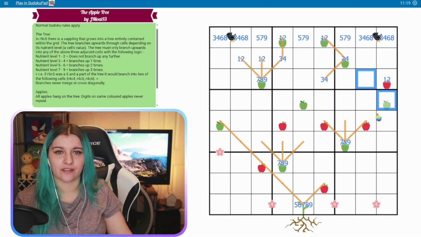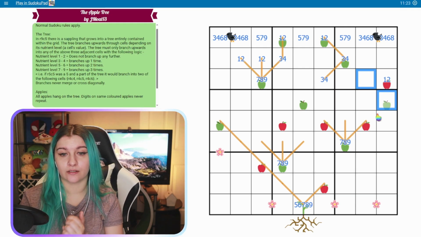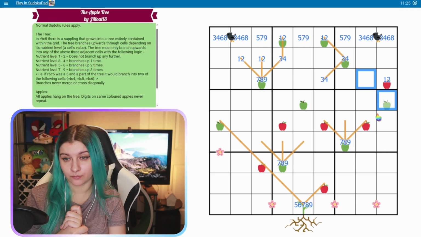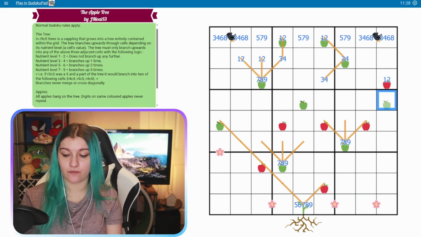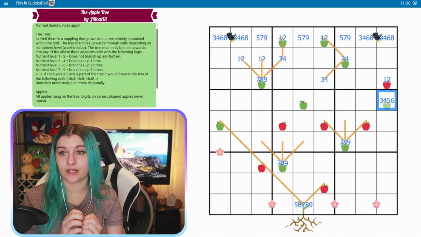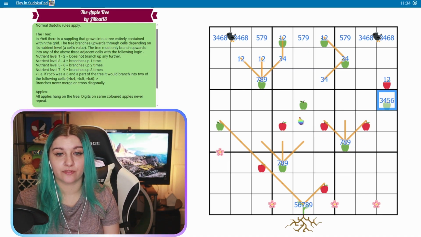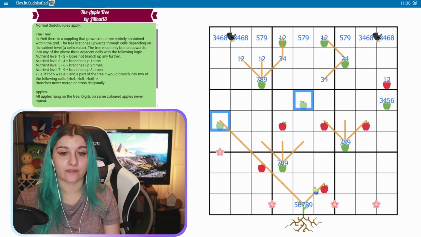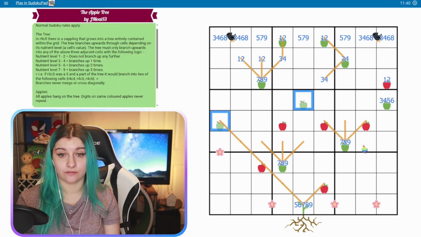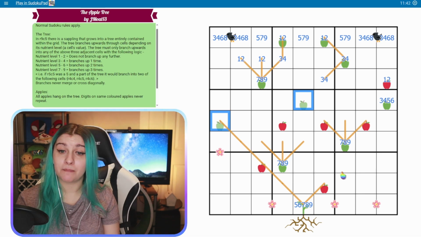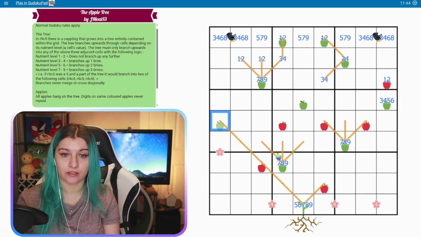Oh, it could go here, though, couldn't it? I think I did say that. Shoot. It could go here still. But this is going to be a 3, 4, 5, 6. I don't want it to go up 3 times. It can't go up 3 times. Kind of. These are all 3, 4, 5, 6, aren't they? Where's the other one? Am I missing one? Did I miscount green apples? Could you imagine?